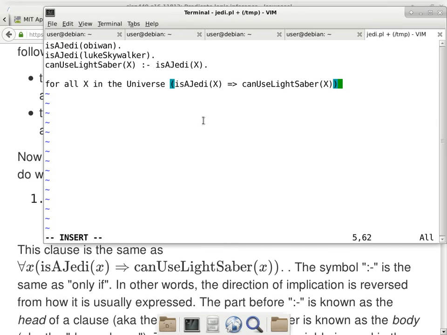Okay, so you could have used any letter, capital or lowercase? No, they can only be uppercase for variables, yes. But it is not a free variable because the for all part is implied already.